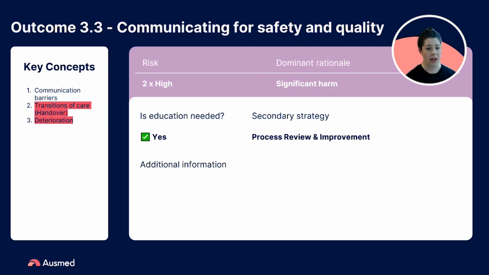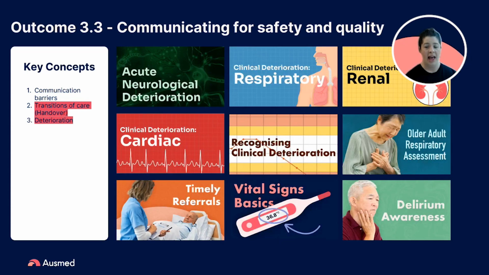Keep pressing on. 3.3, communicating for safety and quality, transitions of care and deterioration. You'll start to see deterioration come up a lot, and we definitely identify this as high risk. Anyone with an acute care background will know that we have to be recognising and responding to clinical deterioration effectively. But we probably recommend addressing this type of topic when we get to standard 5, where we're really looking at clinical care as a whole picture.